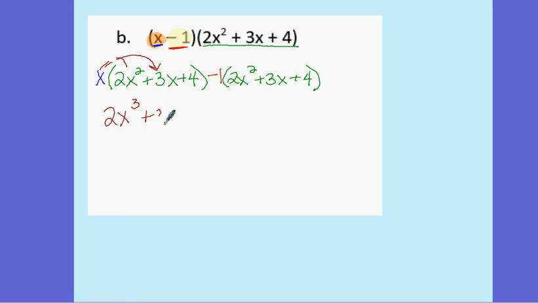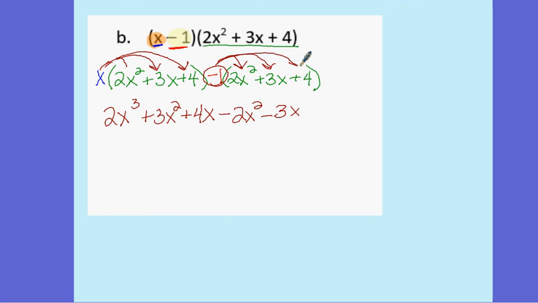I have 3x squared here. X times 4 is 4x. I have to watch out. This negative is going to change the sign. Negative 2x squared. Negative 3x. And negative 4. Let's combine any like terms.